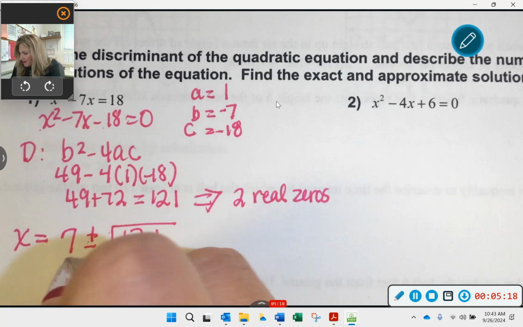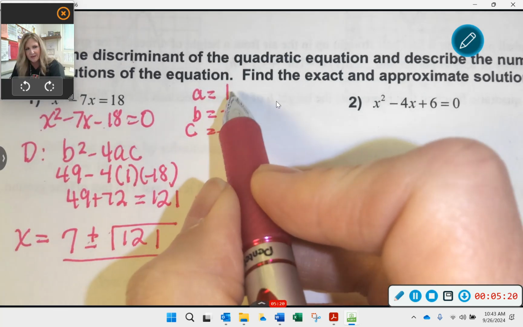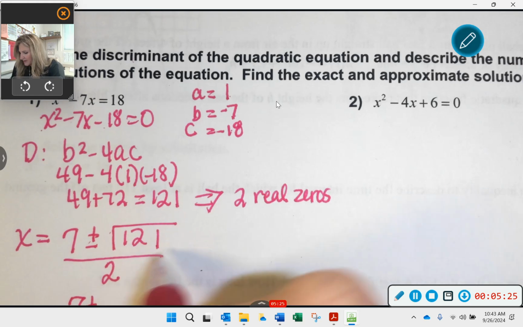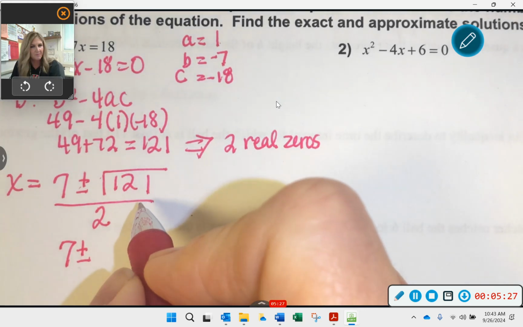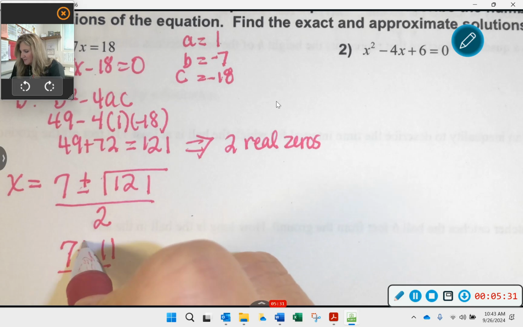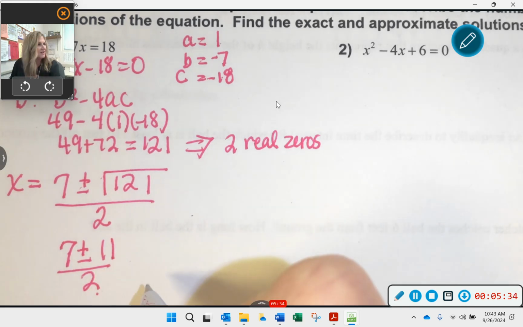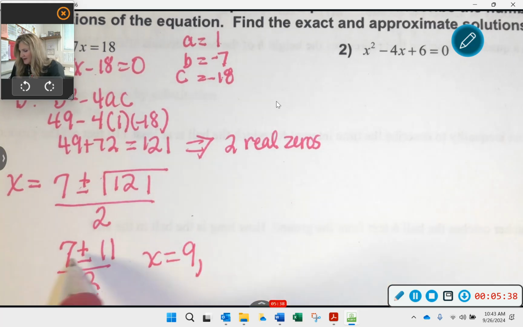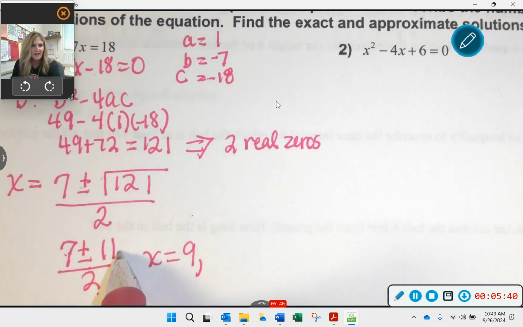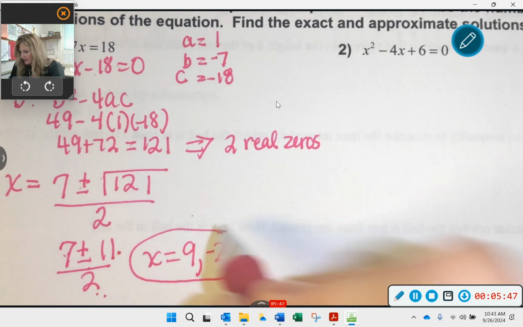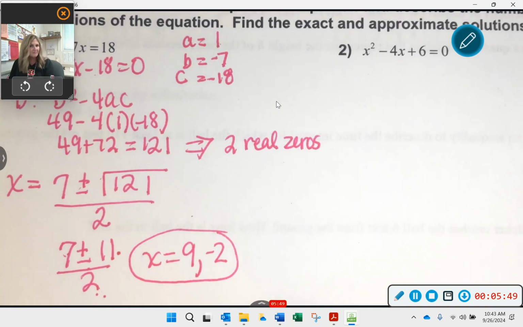121 all over 2 times 1, which is 2. So now we're going to have 7 plus or minus, what's the square root of 121? 11, all over 2. What is 7 plus 11 and then divided by 2? Right, so one of our solutions then is 9. And then I have to do 7 minus 11, which is negative 4. What's negative 4 divided by 2? Negative 2. Those are going to be our two solutions for x.